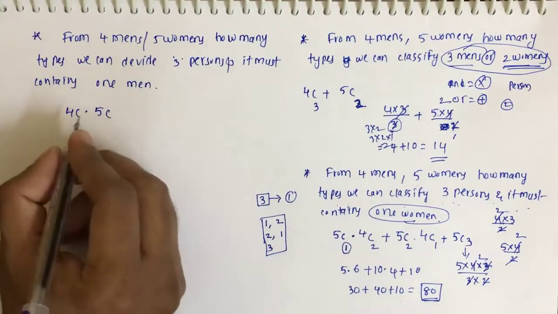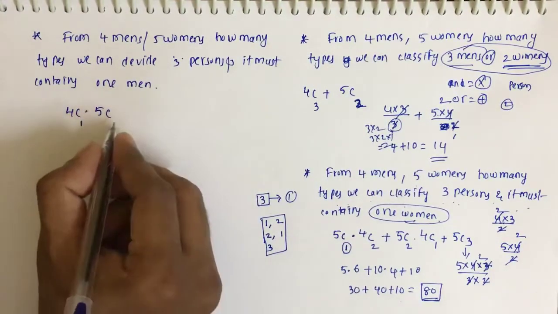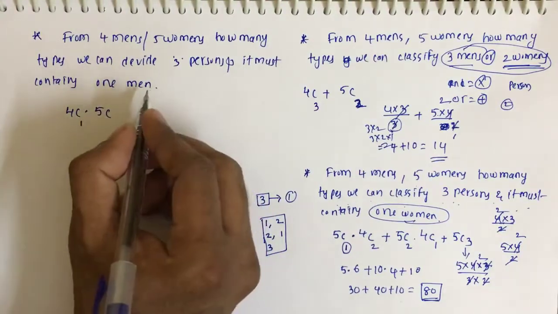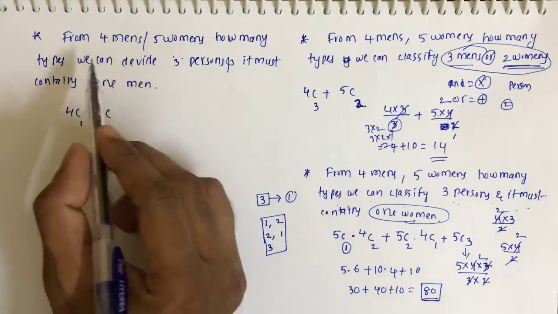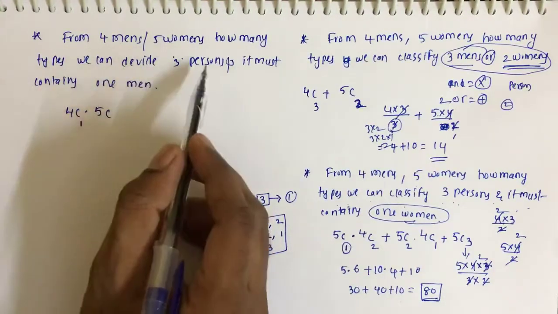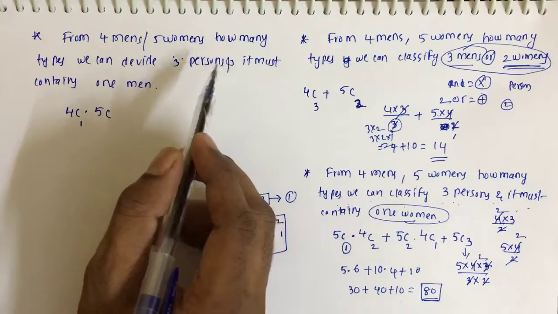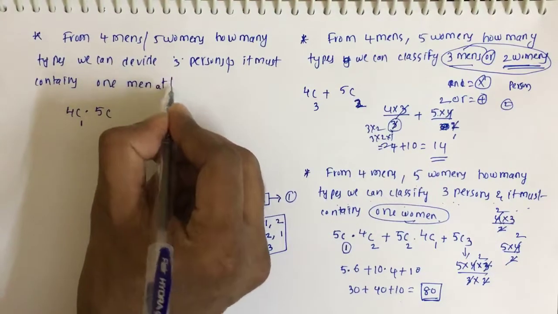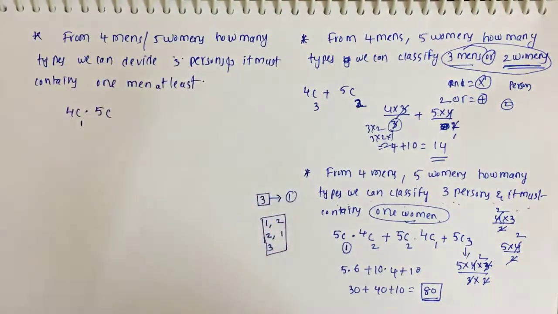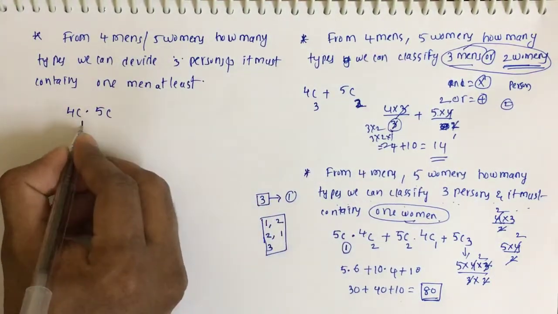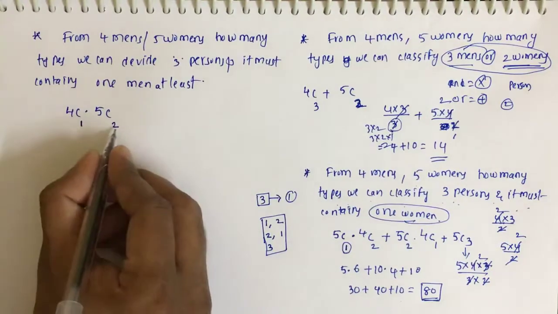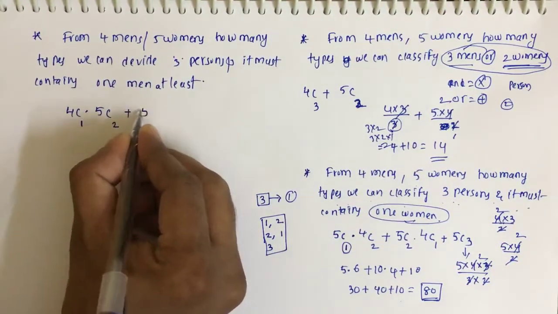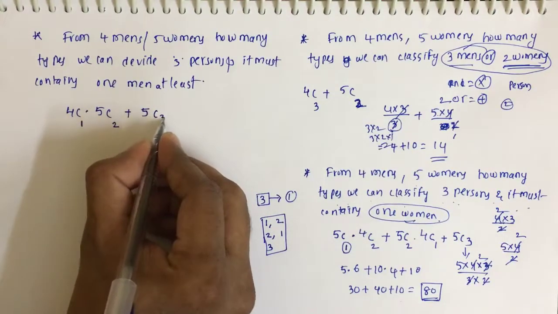So in one possibility it should be, from 4 men, 5 women, how many ways we can divide 3 persons, and it must contain 1 man, at least. Okay, so in one possibility, 1 man and 2 women. In another possibility, another combination, total 3 women.